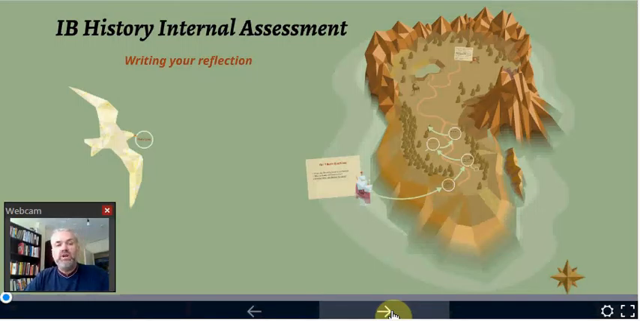So what we're going to start with today is the internal assessment, but specifically we're going back to front, because discussions amongst different IB history teachers around the world have made it clear that it's the third part, the reflection part, that is causing students the most confusion and trouble. So that's what we wanted to start with today. So without further ado, let's get into it.